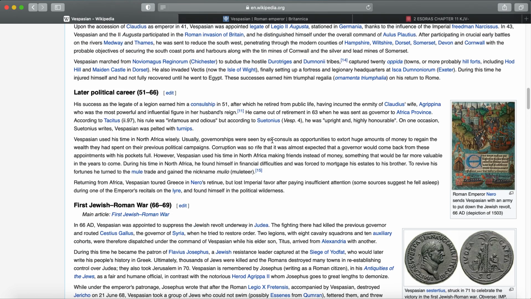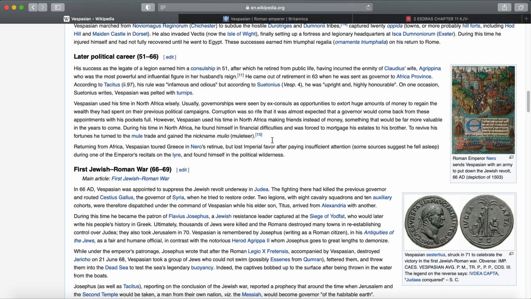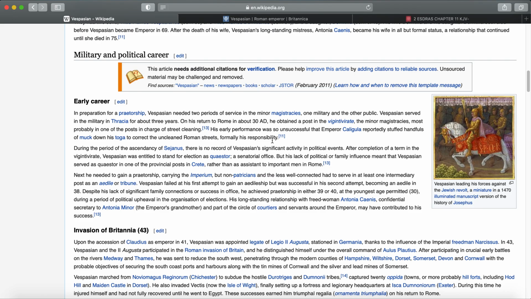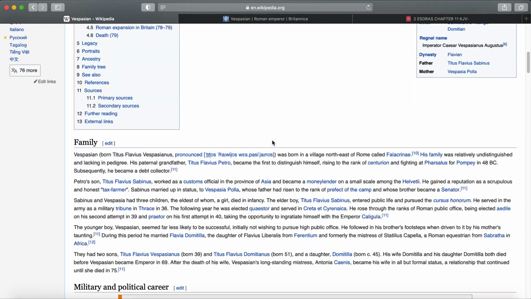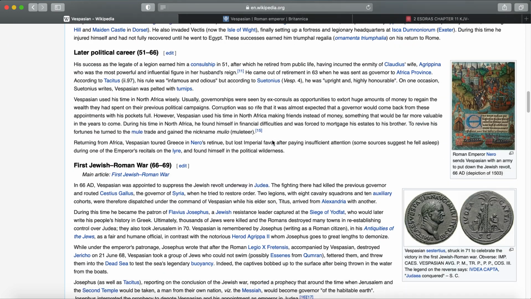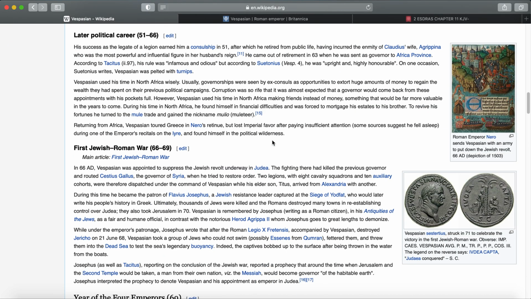All right. So as you can see here, I went on Wikipedia. I just went down to his early career. You start at the top, but I just went ahead and skipped all that. Y'all can read it though. But I went down to his movements and his actions, things that he was doing. So I'm going to start here at the later political career from 51 to 66.